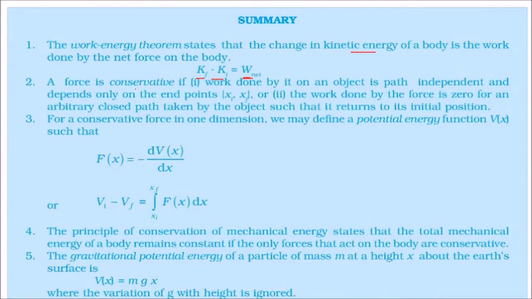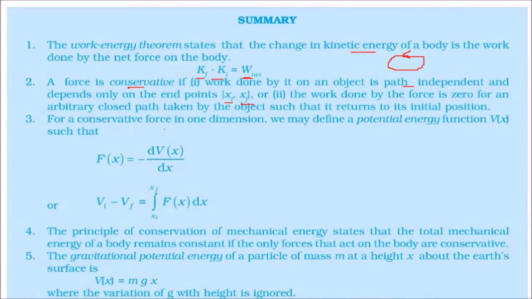If the force is conservative, when is the force conservative? There are certain conditions to be met. First, the work done by it on an object is path independent. That means it depends only on the initial position and final position. The second condition for the force to be conservative is that the work done by the force is zero for an arbitrary closed path. If the path is closed, it has to be zero. Then we say the force is conservative.